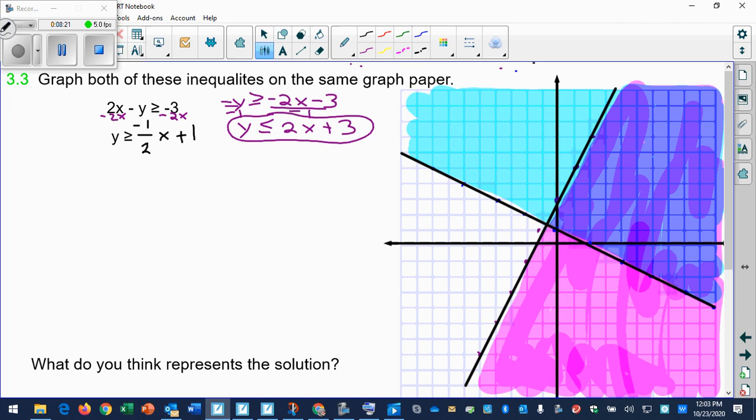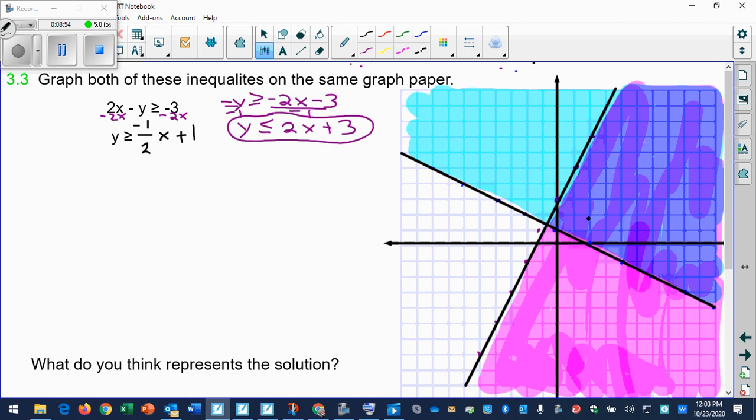Okay, so what do you think represents the solution of the graph though? It's not all of this. What's the solution? The dark blue, because this is where both of the inequalities are true. So for example, if I take a point, although they're hard to see, let's pick 2, 2. Okay, 2, 2 is inside this blue.